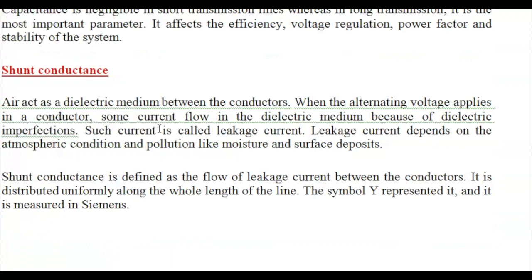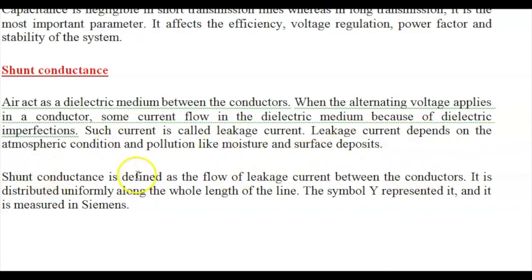And the last one is the conductance, and that's normally denoted as shunt conductance. Air is acting again as a dielectric medium between the conductors, and when an alternating voltage is applied to a conductor, some current flows in the dielectric medium because of dielectric imperfections, and this current is known as leakage current, and leakage current depends upon the atmospheric condition and pollution like moisture and surface deposit.